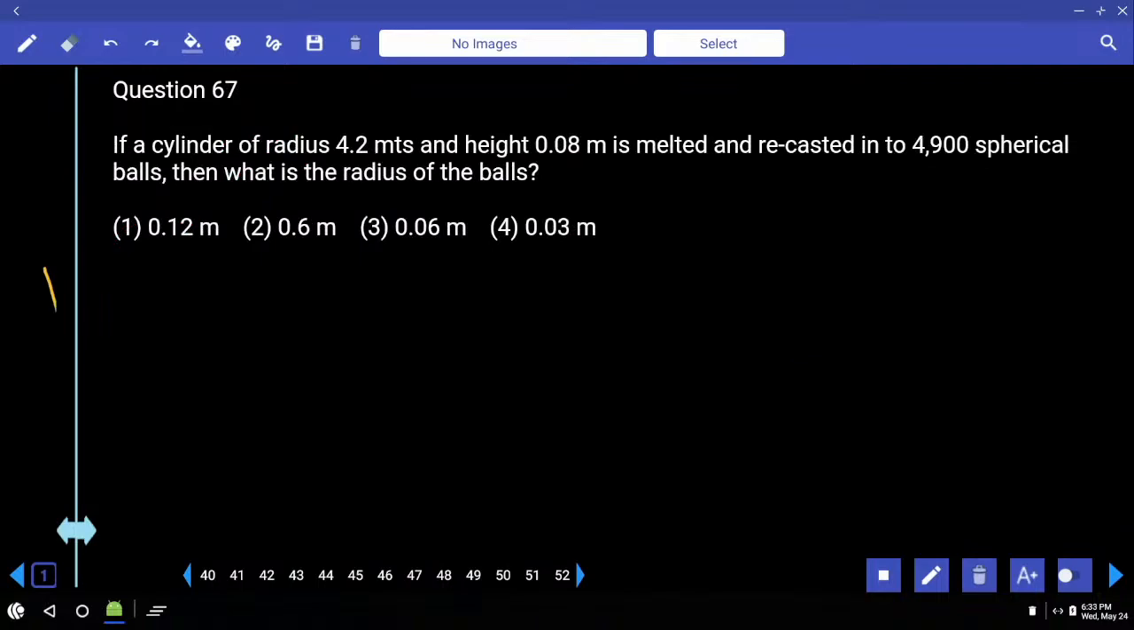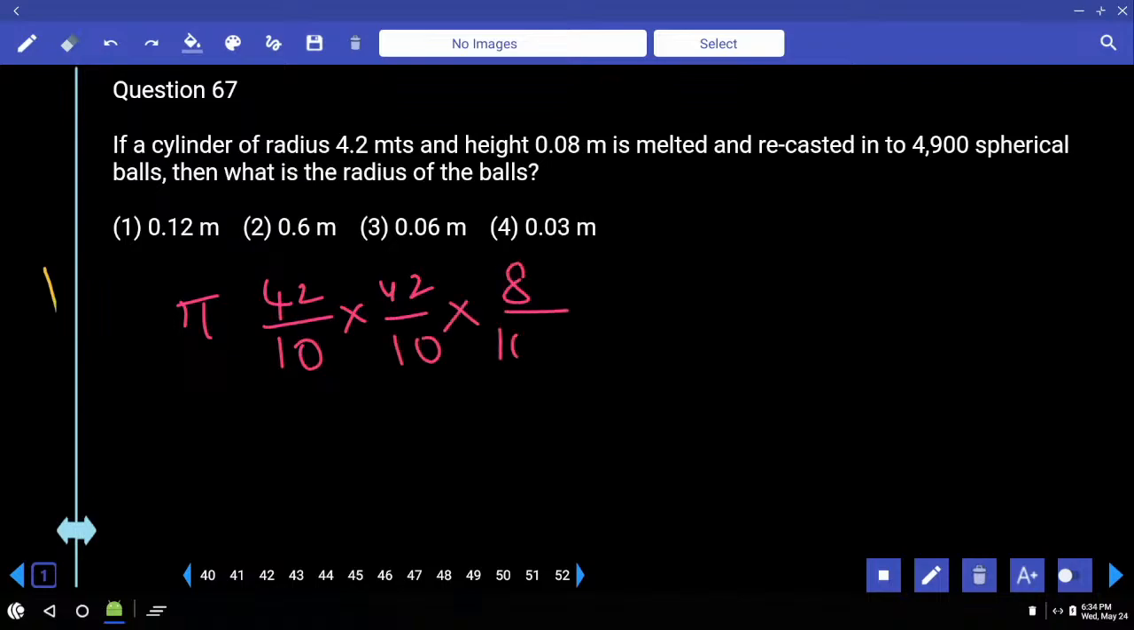If a cylinder of radius 4.2 meters and height 0.08 meter is melted and recast into 4900 spherical balls, then what is the radius of the ball? Means the volume of the cylinder must be equal to the total volume of all the 4900 spheres. So that is pi r square, that is 42 by 10 into 42 by 10 into height is 8 by 100, isn't it? Which is equal to 4900 into 4 by 3 pi r cube.